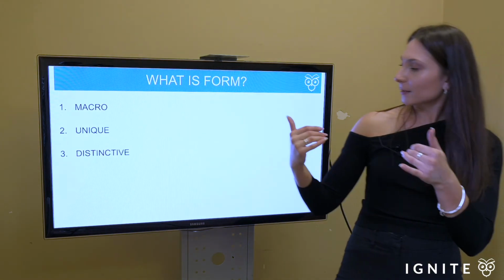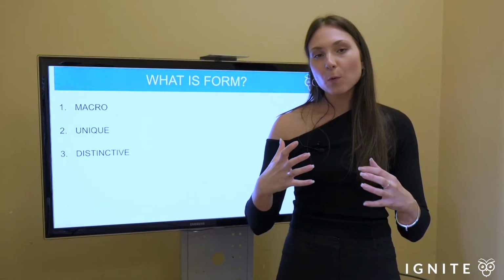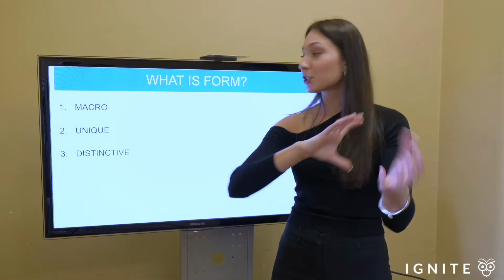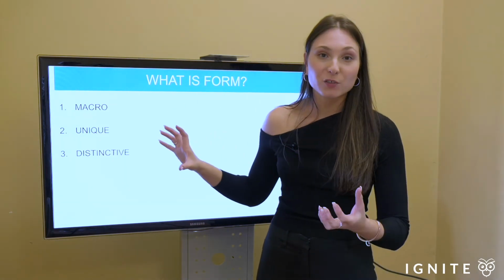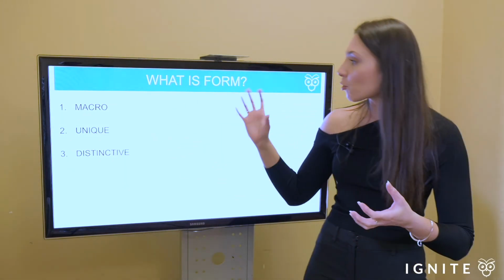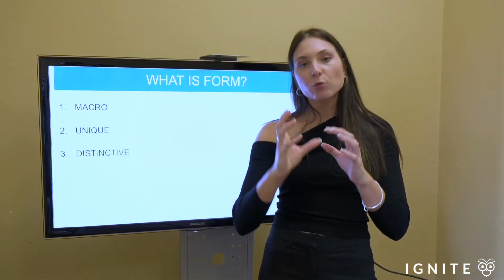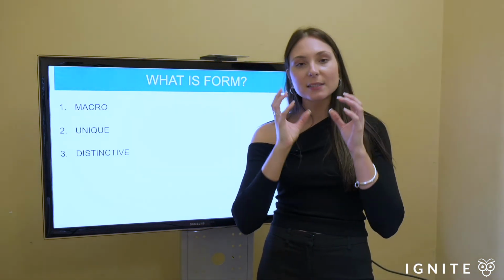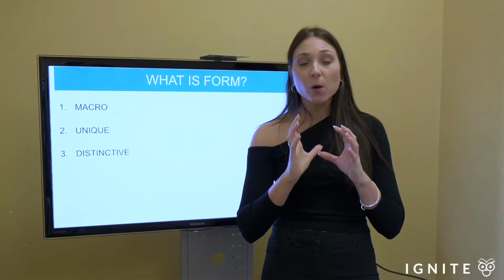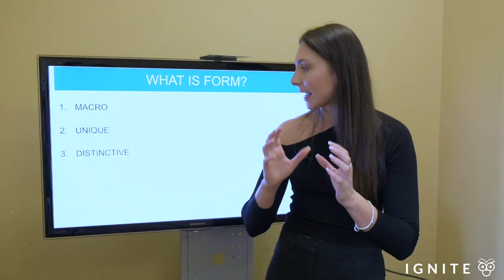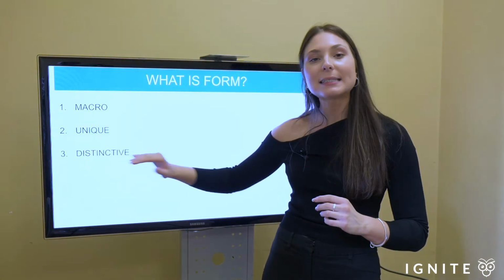Now bringing it back, what actually is form and how am I going to use this knowledge to deal with those practice questions that I've just shown you in the previous slides? Remember, form is the macro construction of the text. It's the consideration of the defining qualities of that type of text. It's unique to it and it's distinctive.